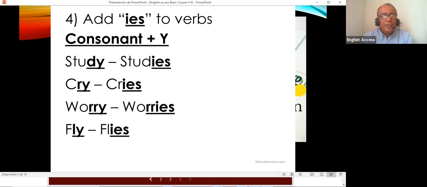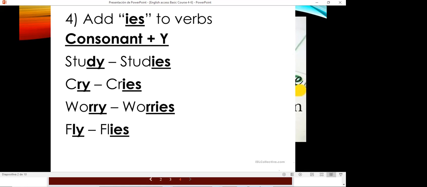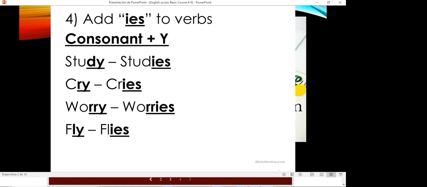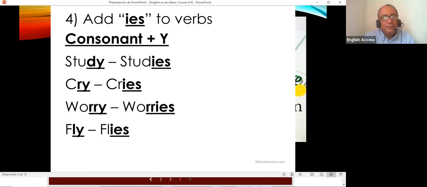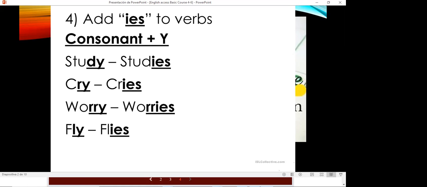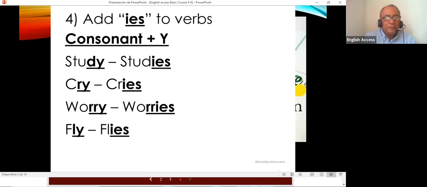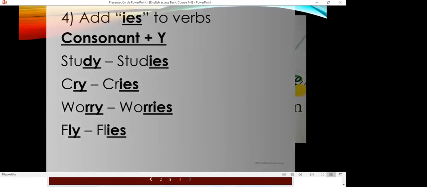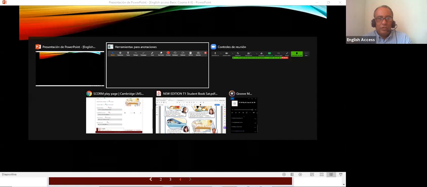using these verbs. For example, using he for study Fatima. He. He studies. Exactly. Cry Pacheco. She. She cries. She for worry Pacheco. She worries. She worries. Fly for he Fatima. Flies. He flies. Very good. Flies. He flies. Excellent job.